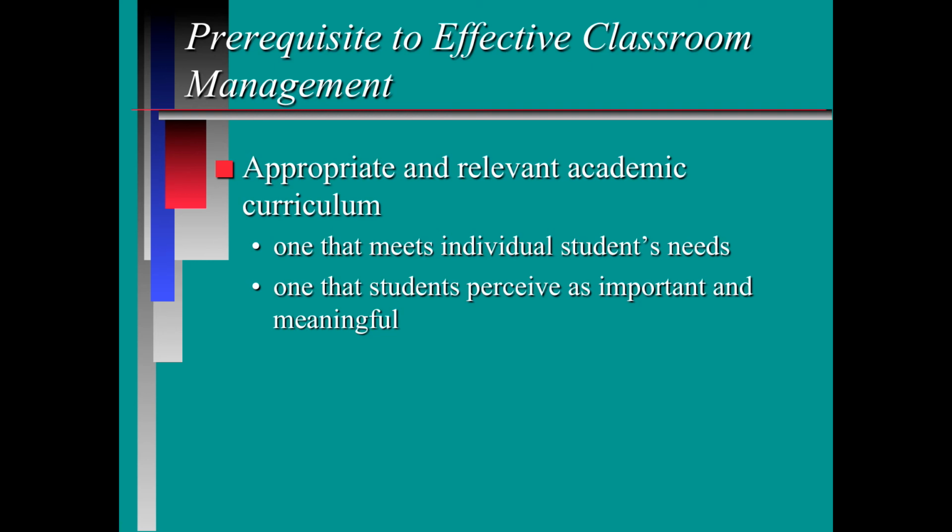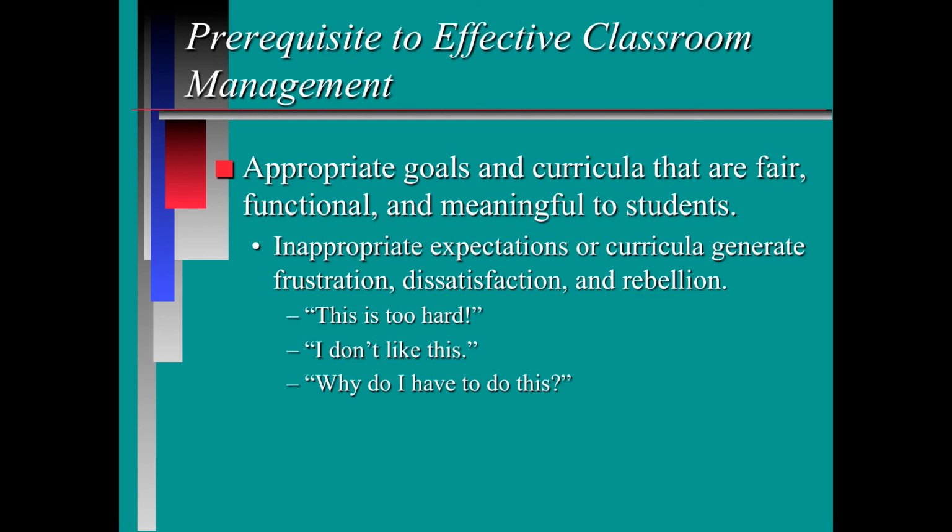So, what are the prerequisites to effective classroom management? One of the first things that we need to think about are appropriate and relevant academic curriculum. Okay, we need curriculum that meets the individual needs of all students. We also need curriculum that students perceive as important and meaningful. So, appropriate goals in curricula that are fair, functional, and meaningful to the student are important.